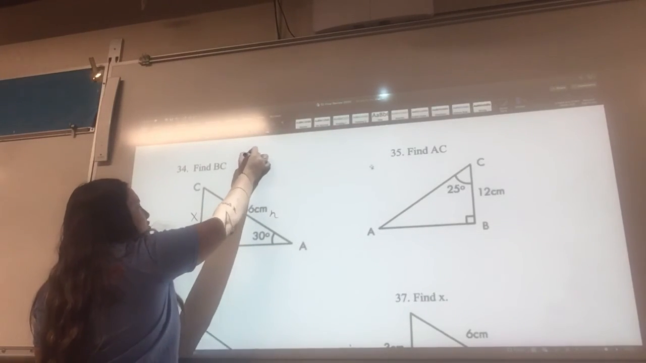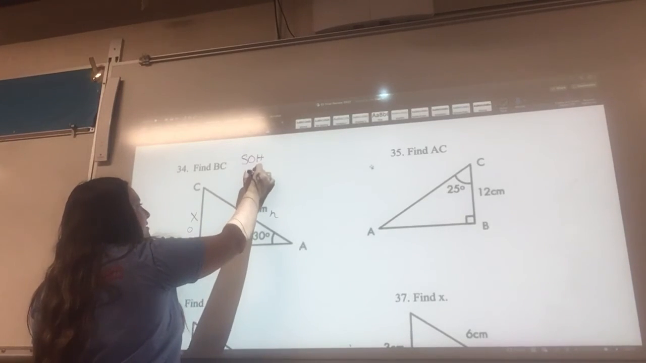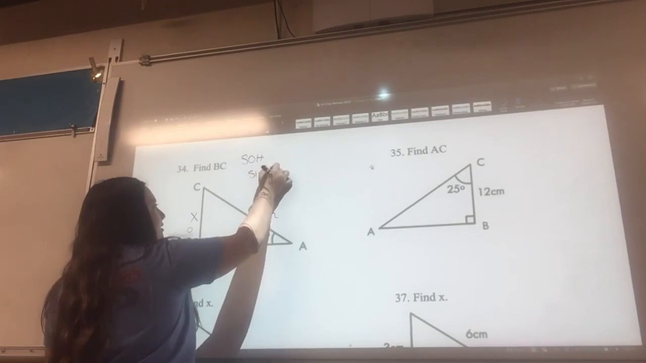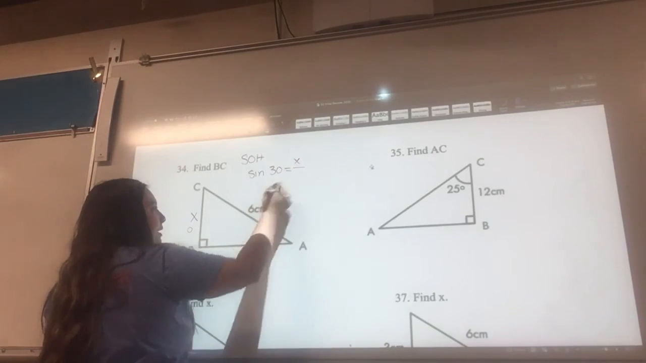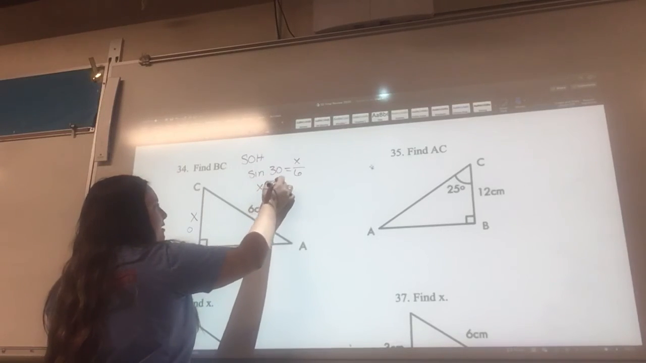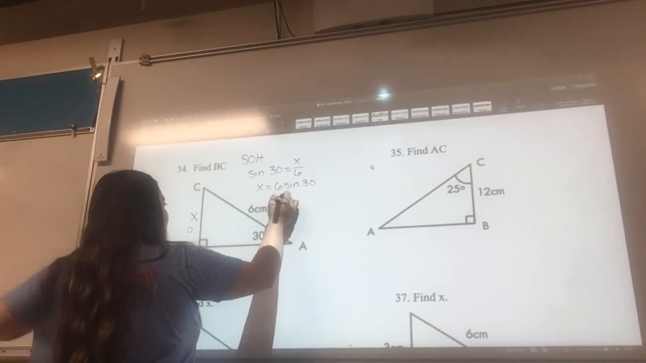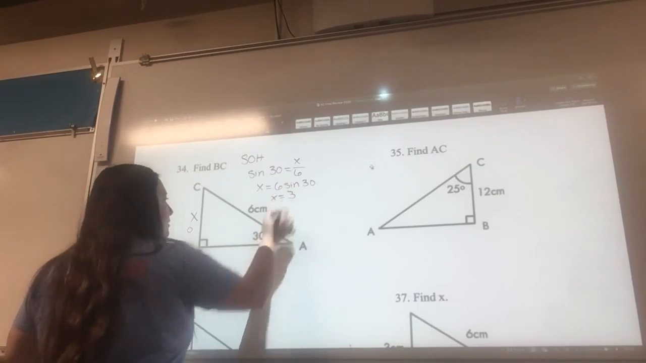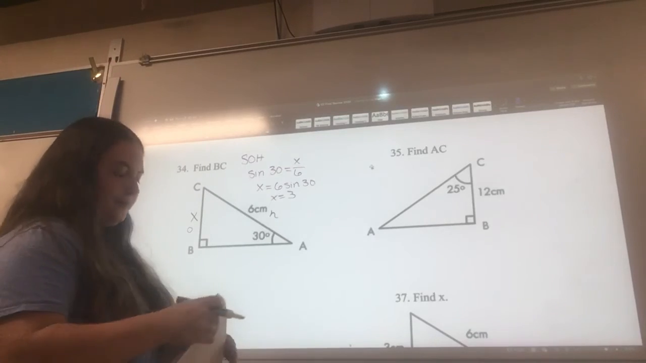So that means I'm going to be using sine of my degree 30 equal to opposite x over my hypotenuse 6. I'm going to multiply by 6, so x equals 6 sine of 30. Plug it into your calculator and you're going to get x equals 3. So x equals 3. I did 34 for you.